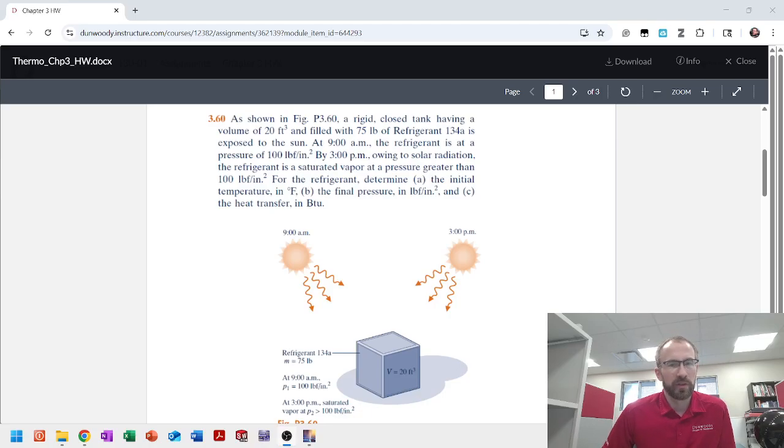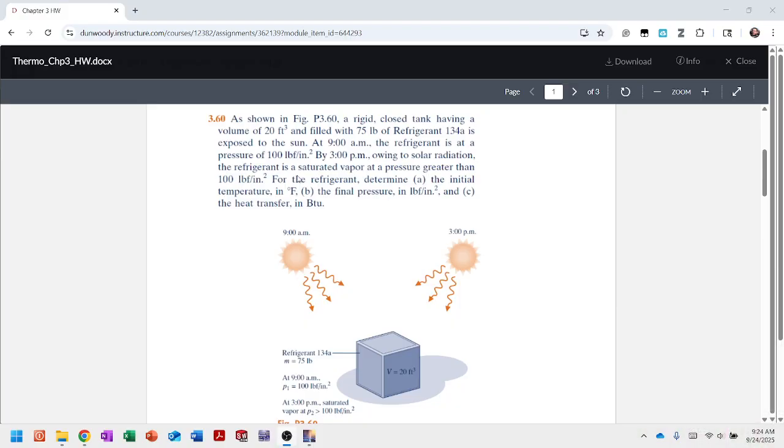This is MENG3130 Thermodynamics, and we're going to work through this problem using Interactive Thermo from Moran and Shapiro. In this problem we have a rigid container with a volume of 20 cubic feet and 75 pounds of R134A. For some reason it's just sitting outside, so it heats up over a 6-hour period. And we know the initial condition.